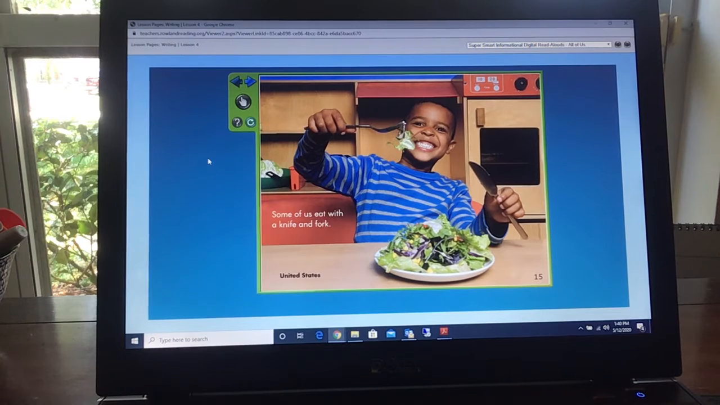Some of us eat with a knife and fork. So again, we're still talking about culture, right? The different ways that people live. And this is in the United States. That's where we live.